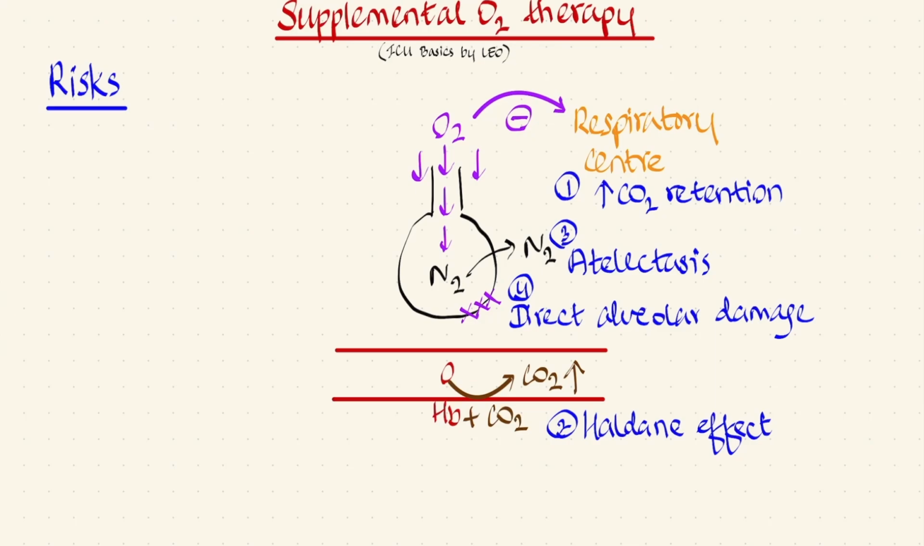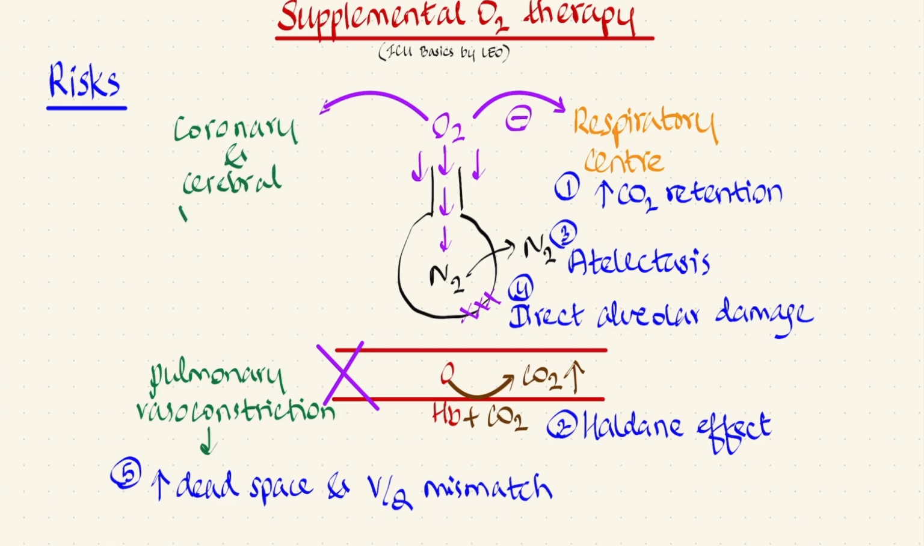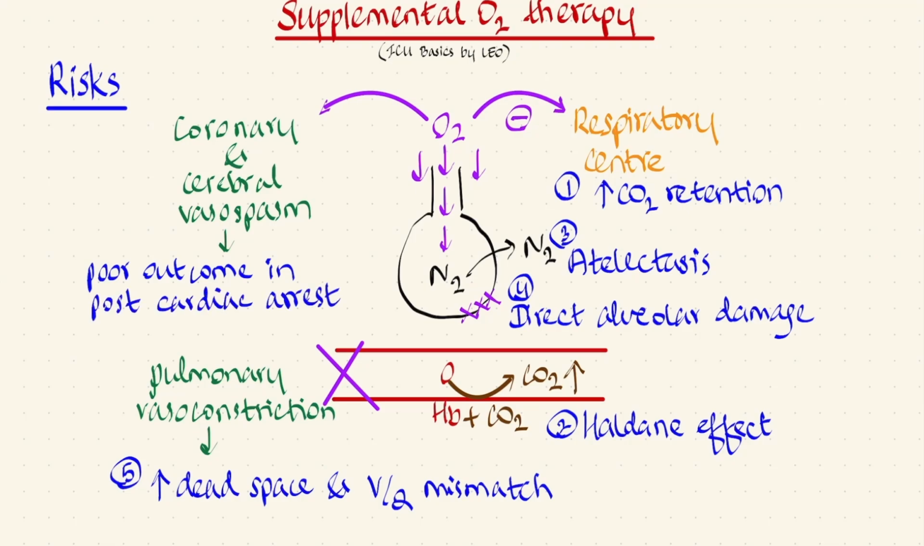Hypoxia is a potent pulmonary vasoconstrictor, so high level of FiO2 could diminish that effect, leading to increased dead space and ventilation perfusion mismatch due to reduced blood flow in well-ventilated alveoli. As with pulmonary vasoconstriction in lungs, hyperoxia could precipitate coronary and cerebral vasospasm. Therefore, it may worsen outcome in post-cardiac arrest or myocardial infarct patients, so we should avoid it.